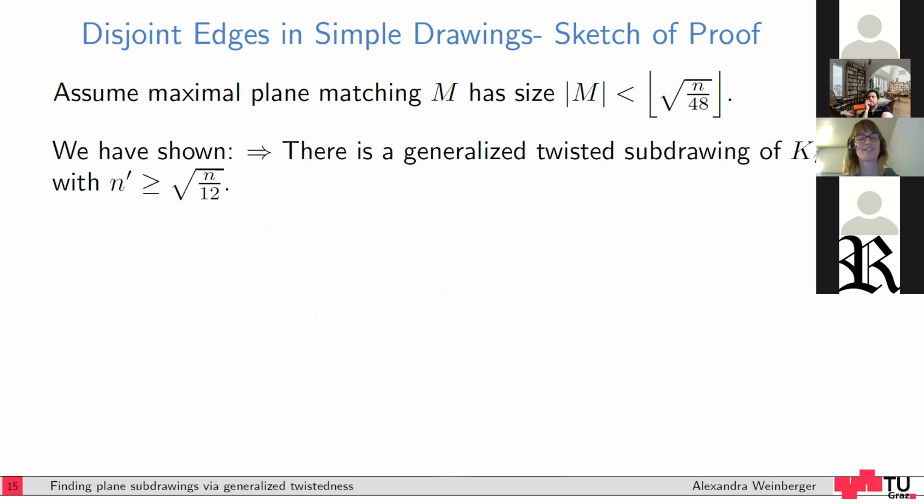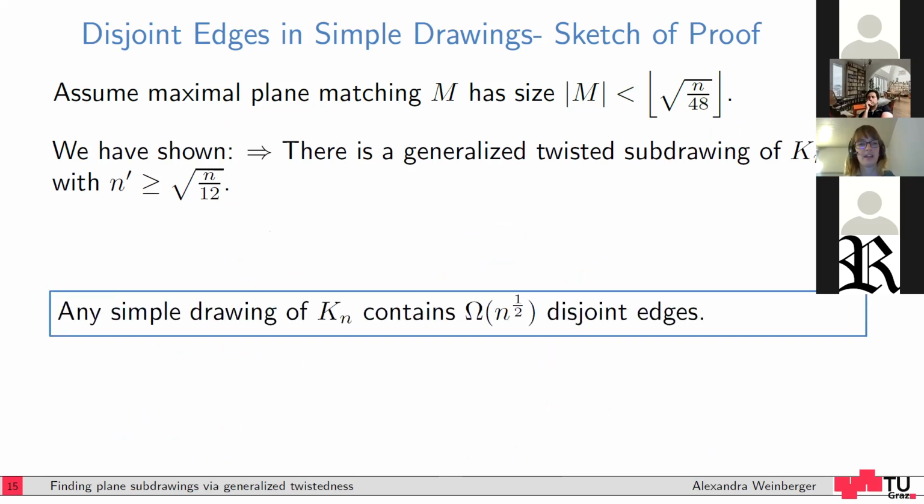Important thing is we found something that is essentially a generalized twisted subdrawing and has this size. And since we know that generalized twisted drawings have plane Hamiltonian paths and therefore also plane matchings, we have found a matching of this size, so square root of n over 48, meaning that we have shown that any simple drawing of the complete graph contains at least omega of square root of n disjoint edges.